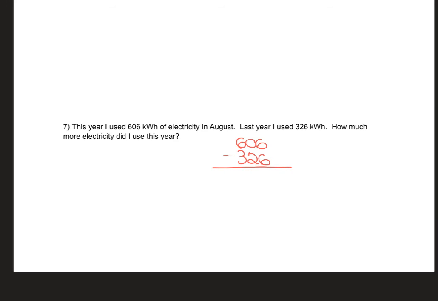Okay. 6 minus 6 gives me 0. Here's my problem. So I need to borrow from this. That turns into a 5. That turns into 10. 10 minus 2 gives me 8. 5 minus 3 gives me 2.